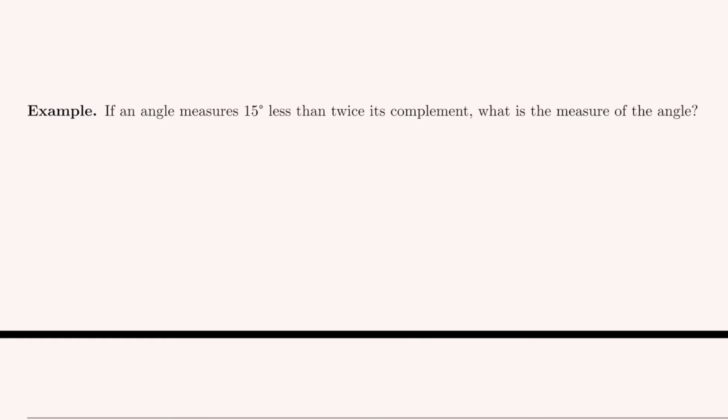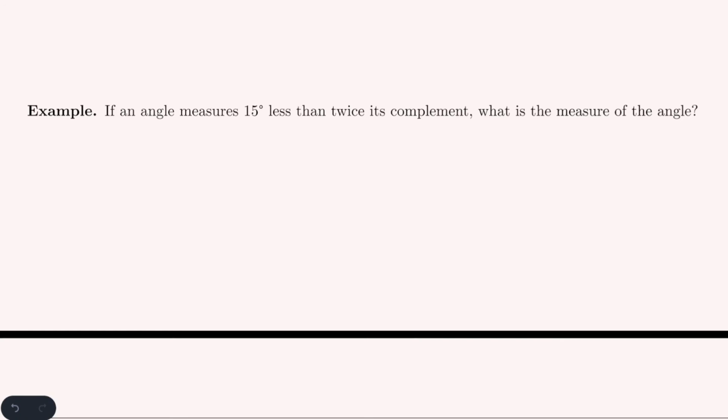Previous examples gave us pictures of angles, and based on the properties of the angles in the picture, we knew whether we were dealing with angles that added to be 90 or angles that added to be 180. Whereas in this example, we're given a verbal description, and based on the definitions, we need to figure out what information they're giving us and how we can work with it. So let's read through this together. If an angle measures 15 degrees less than twice its complement, what is the measure of the angle?